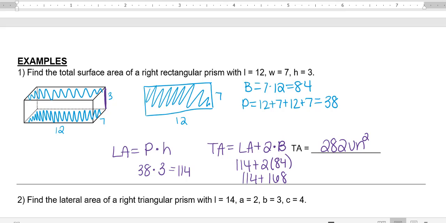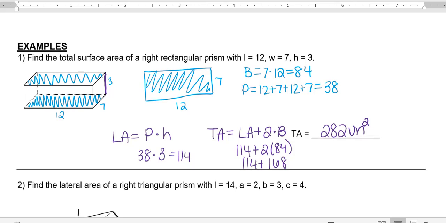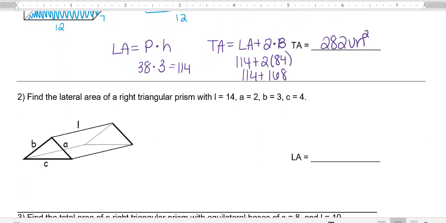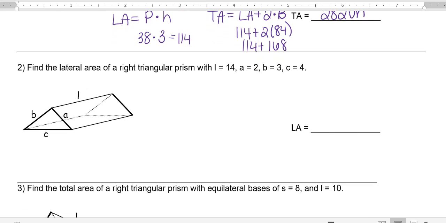All right, let's step it up a gear and talk about our right triangular prism. We're asked to find the LA of our right triangular prism with these measurements. So right away, I'm going to plug in those measures based off of what we're given. So I have a 14. Oh, we can't see that well. So I have a 14. I have A is 2. B is 3, and C is 4.